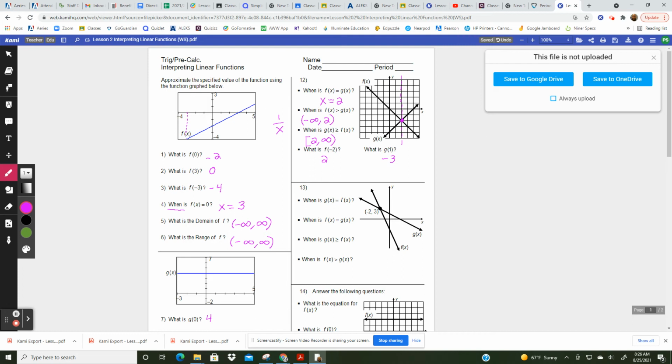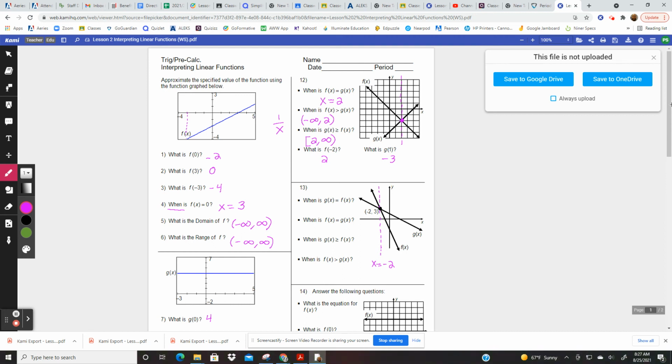Okay? And then if you look at 13, a lot of these answers are going to be separated by that intersecting point at x equals negative 2. So negative 2 will be in these answers, these intervals. Okay, so if I want values when g of x is greater than f of x or when f of x is greater than g of x, I'm going to use negative 2 in there because that's what separates them. So if you go to the left here, f is above g. If you go to the right, g is above f.